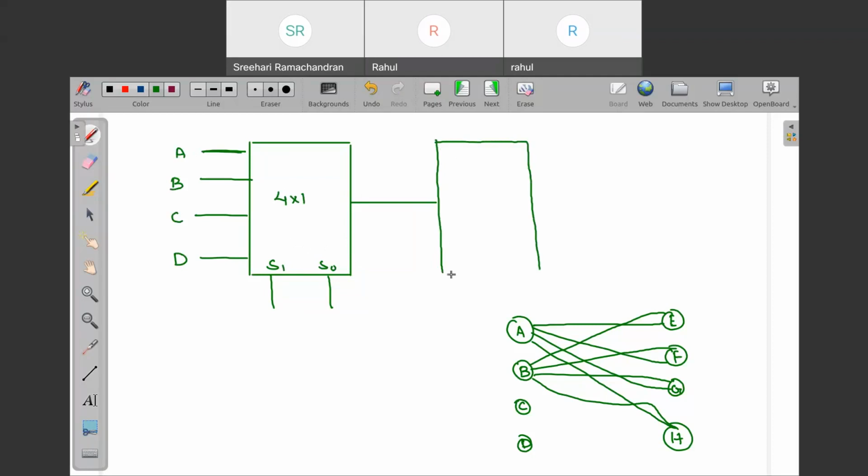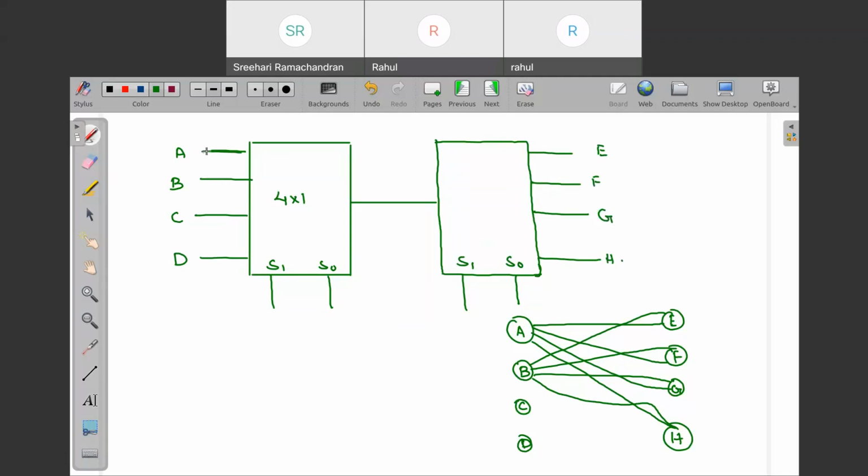And here we have the demultiplexer. So a multiplexer is what? Many to one, and a demultiplexer is what? One to many. Okay, one to many. So these outputs will be E, F, G, H.